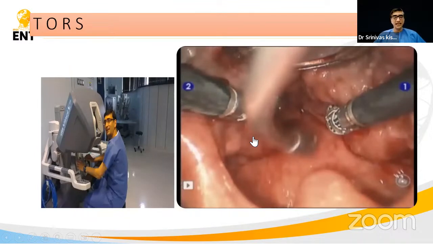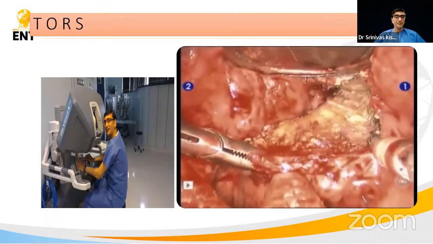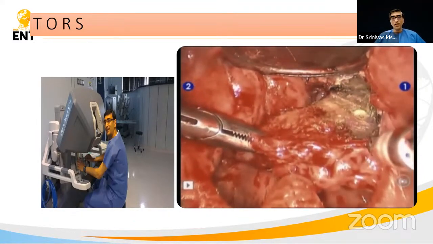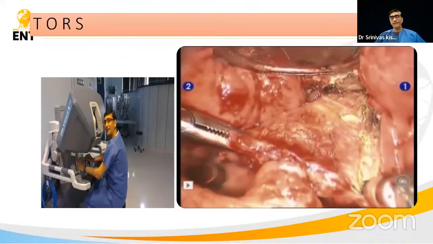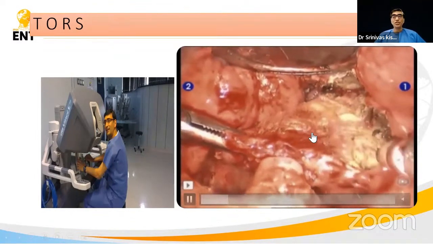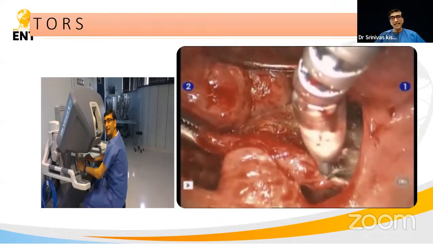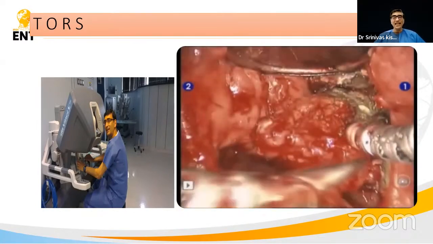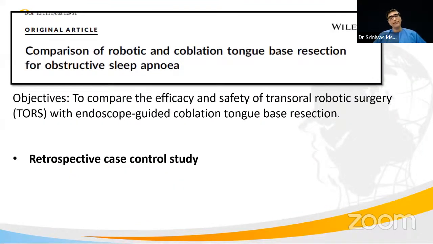TORS is another way. I'm sure most of you have seen these videos. This is a massive resection. The only difference between this and coblation is that in TORS you're using a monopolar. The patient's pain post-surgery is just excruciating. So any day, coblation as opposed to TORS.